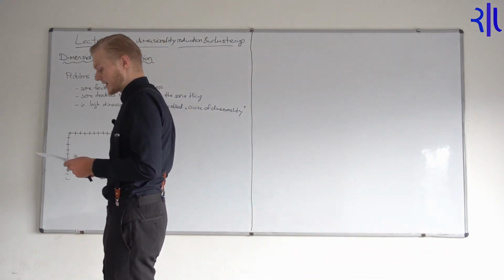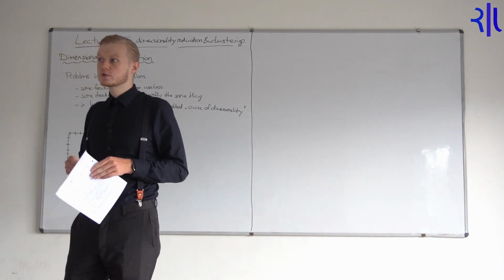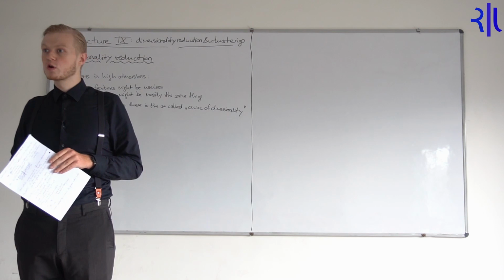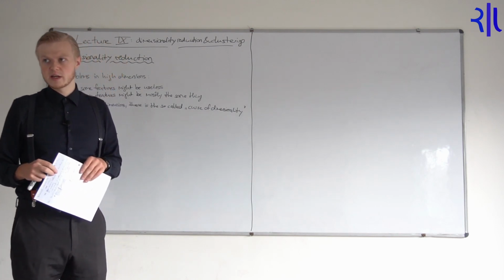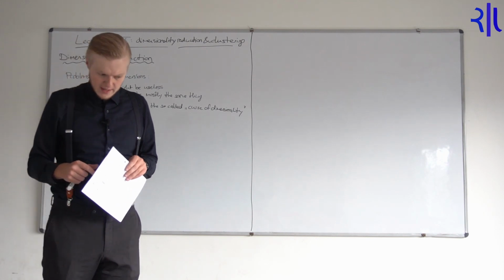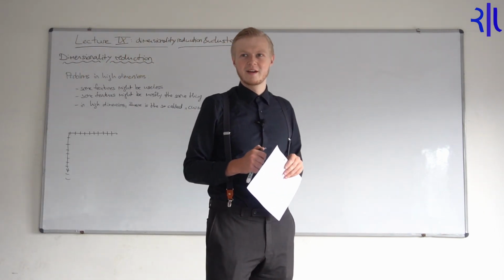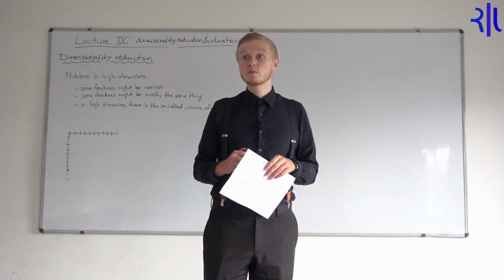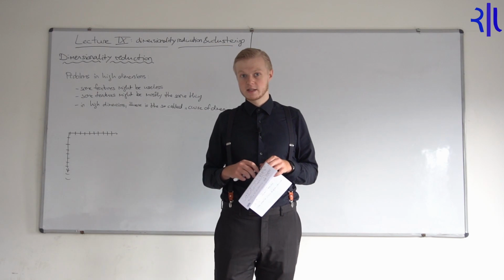Another problem is that in high dimensions, the usual metrics, the usual norms that we use to measure distance become kind of meaningless. You will find that pretty much everything is very far away from each other. And that makes a big problem when you want to use something like nearest neighbor classifiers.